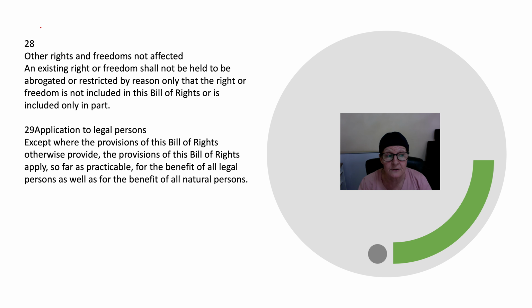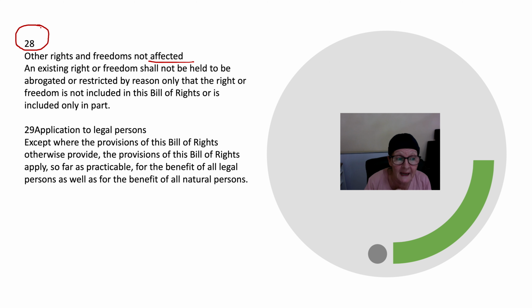Go right down to the bottom and you're going to see Article 28 and read what it says. Article 28 of the 1990 Bill of Rights says, other rights and freedoms are not affected. And what are the other rights and freedoms that they're talking about? They're talking about our indubitable rights.